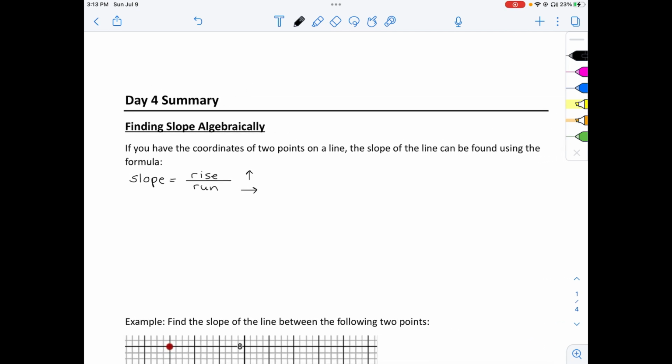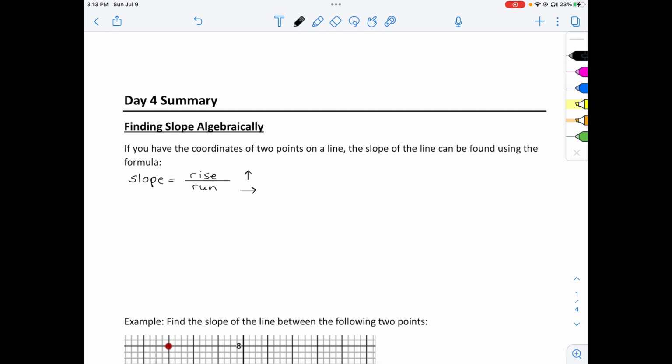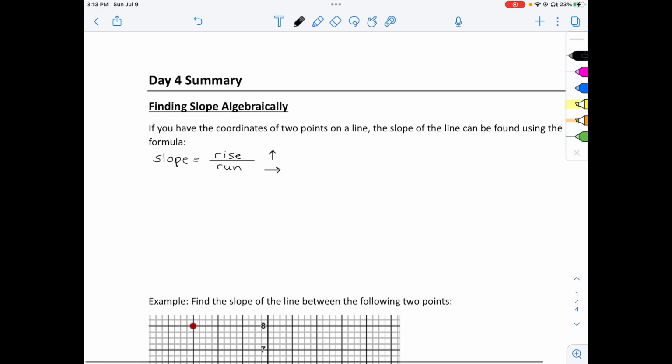We can use coordinates to determine the slope of a line. So obviously if we have the graph, we can count what the slope is. We can count the rise, we can count the run. However, we don't always work with graphs or want to have to graph something out. So if we are given coordinates of 2 points that we know are on the same line, we can find their slope. So first, I just want to go over the coordinates of a point.